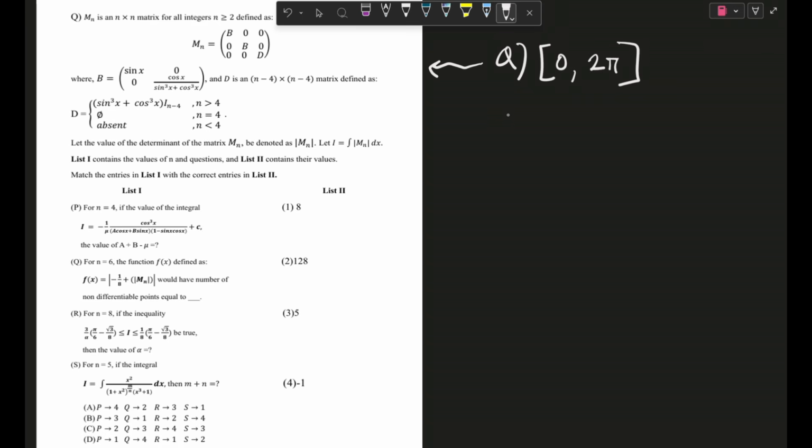In List 1, option Q, I mean point number Q. And in R, the integral is defined as the integral of mod Mn dx. Just write these down somewhere if you are solving right now. For R, just introduce that the integral I is bounded between limits 0 to π/6. Just these two small corrections. The typing had missed that out.